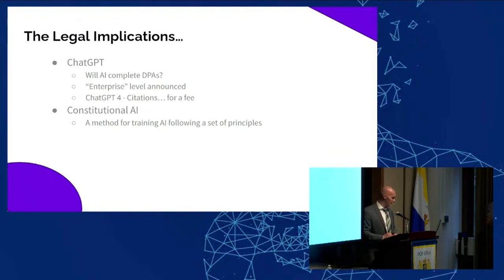So constitutional AI is a way of training AI to follow a set of principles. It's almost like giving AI a conscience, but it's not really a conscience. It's just, these are the rules, these are the limitations that you must exist within. So one company that I'll talk about has fed their AI the UN Declaration of Human Rights, the Terms of Service agreements from a bunch of very popular programs, and some other guiding principles.